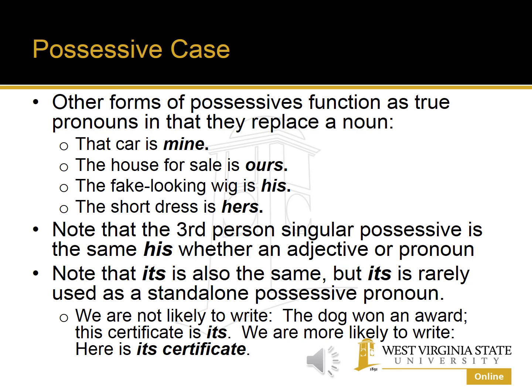Also note that its as an adjective and as a pure possessive pronoun is the same, but its is rarely used as a standalone possessive pronoun. We're not likely to write a sentence such as, the dog won an award, this certificate is its. We're more likely to write, here is its certificate.